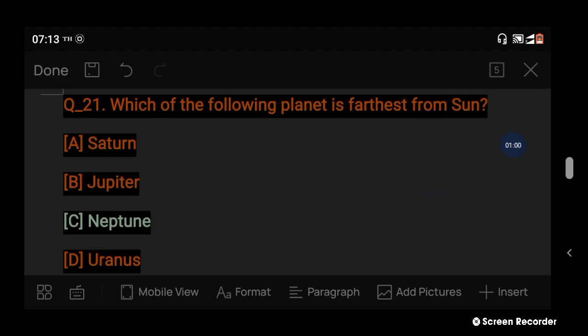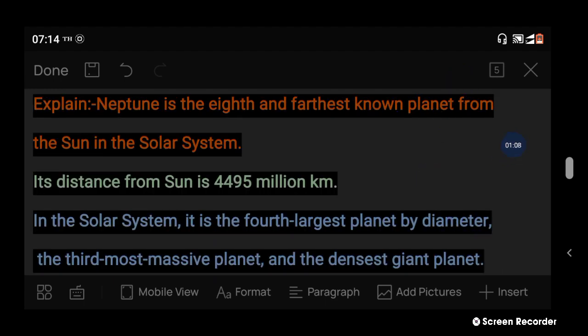Number C, Neptune. This is the planet farthest from the sun. Question one explanation: Neptune is the 8th and farthest known planet from the sun in the solar system.